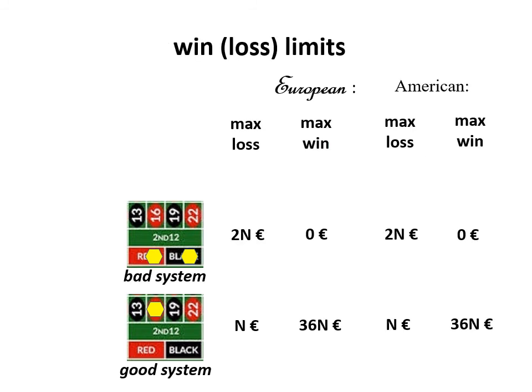What you can affect are the limits of your final win or loss. With a bad system, your maximal win will be just 0, and with a single number bet, the maximal limit will be large. But of course, it's only hypothetical. In reality, the chances are very small. Okay, these limits are independent of the type of roulette. European, American are the same.